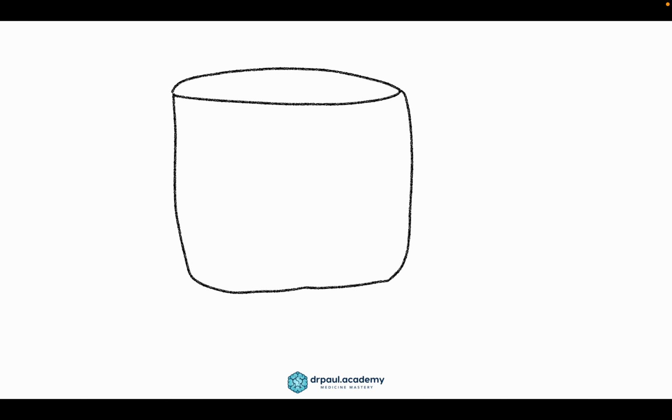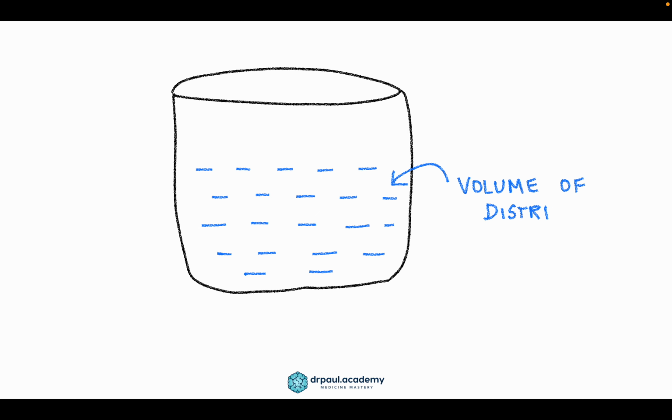Now, think of the body as a beaker containing a finite amount of liquid. This liquid is what is available for the drug to get dissolved in, which corresponds to the volume of distribution. The volume of distribution might not be a real volume, that's why it's called the apparent volume of distribution, but it's the volume in which the drug gets dissolved so that it reaches a particular concentration.